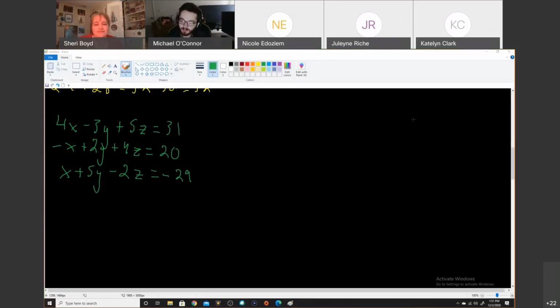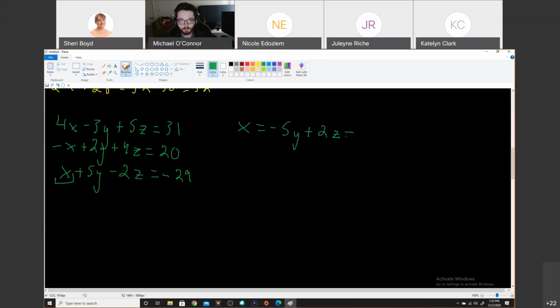Okay, so the first thing I would do when solving this is I noticed that there's just an X right here, just by itself. So right now I'm thinking substitution. And the first thing I'm going to do is solve for this X right here. So I have X equals negative 5Y plus 2Z minus 29. And then after that, what I'm going to do is substitute what I just solved for X into the other two equations, so these top two equations that I have here. So plug in.